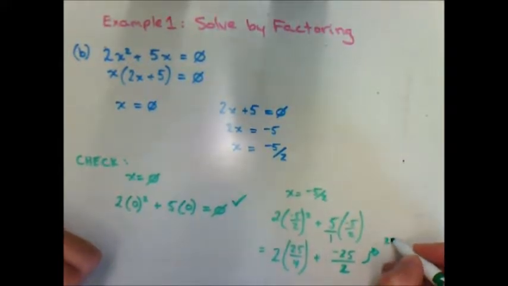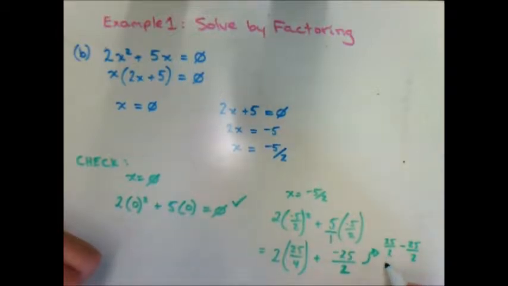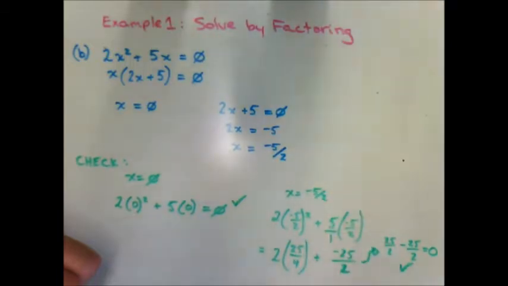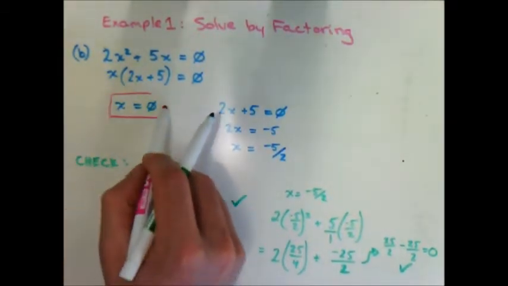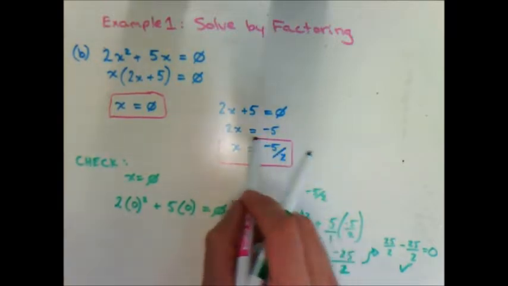We've got 25 over 2 plus negative 25 over 2, which is just minus 25 over 2. Well, 25 over 2 minus 25 over 2 equals 0. So our two terms, our two solutions are correct. We've checked out x equals 0. We've checked out x equals negative 5 over 2.